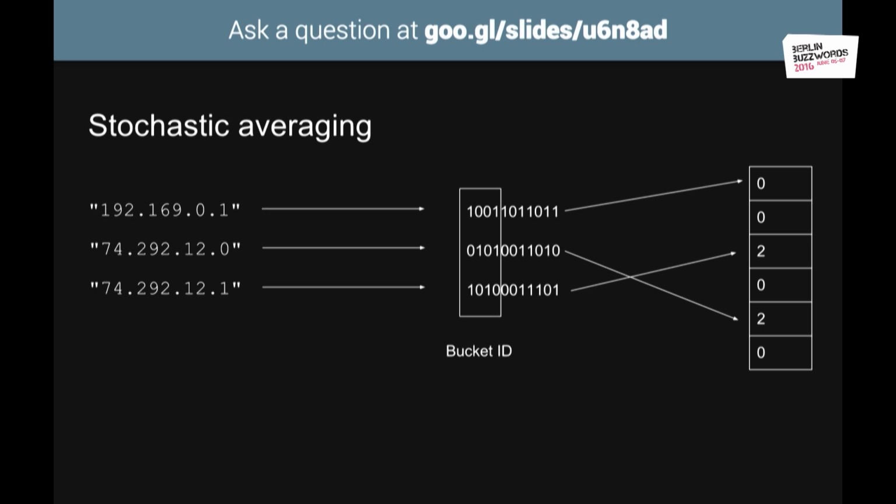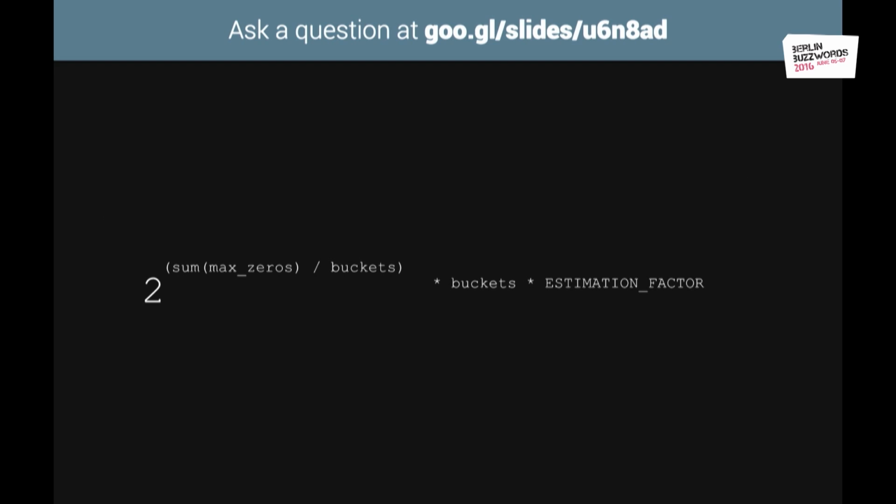And then the authors do something even more magic, which is they show that, given that, you do 2, and you raise it to the power of the sum of the maximum zeros that you've seen divided by the number of buckets that you have, which is fixed, multiplied by the number of buckets, multiplied by a magic number. And if you ever see an implementation of this, you'll see a massive array of magic numbers. What these are is some statistical analysis that they do to show that at different sizes of estimates, if you multiply it by a magic number, it nudges the estimate in the right direction. Wonderful. But I'm not going to show you the magic numbers.